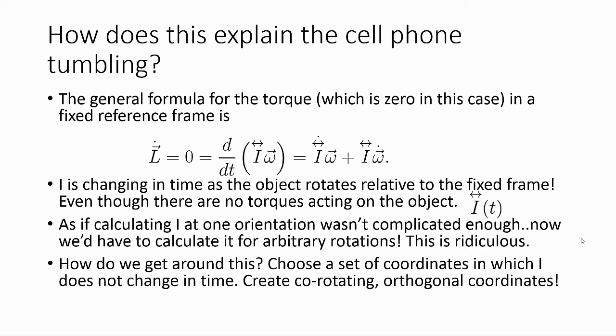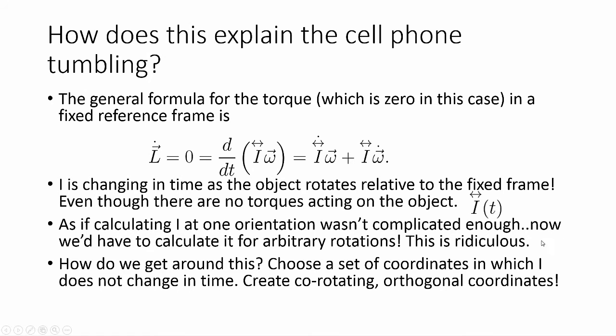So coming back to how this explains the tumbling of the cell phone, when we look at the general formula for torque, which is the change in angular momentum in time, we now have to do a product rule because these are both vectors or tensor matrices. So you get two derivatives here, and we see that even though there's no torque in the system of the flipping phone around the axis that's tumbling, we can tell that I must be changing as well as omega in order for that to occur. And that's obvious when you think about what I said earlier about how I is very coordinate dependent and very sensitive to rotations. I is a function of time.